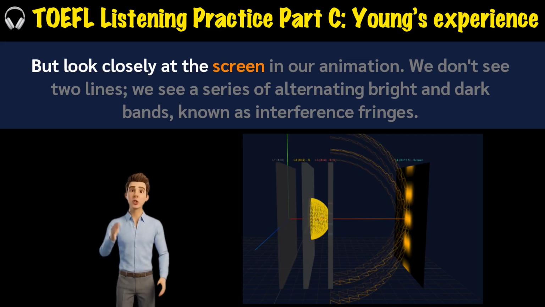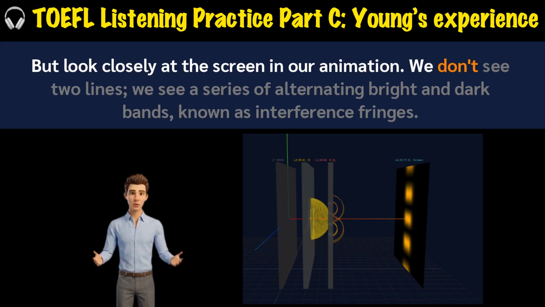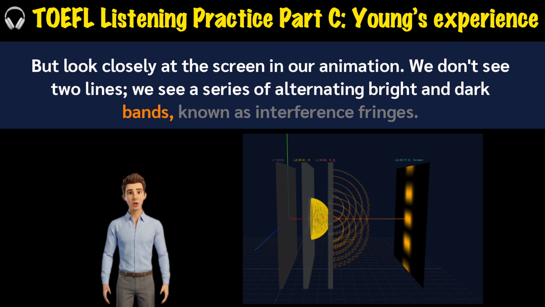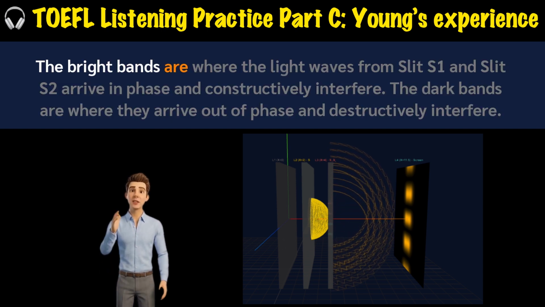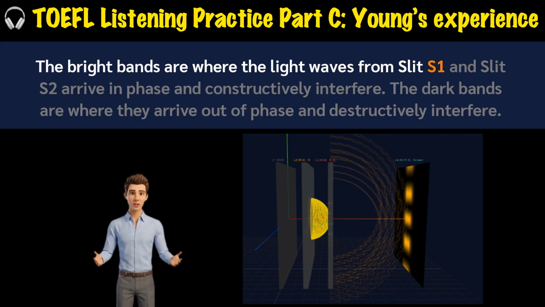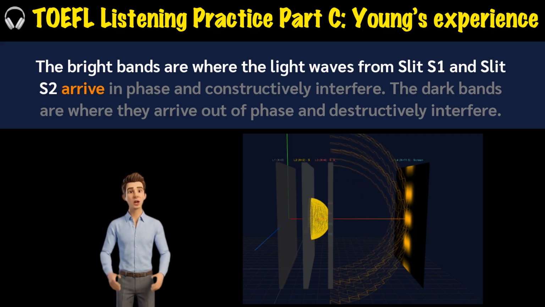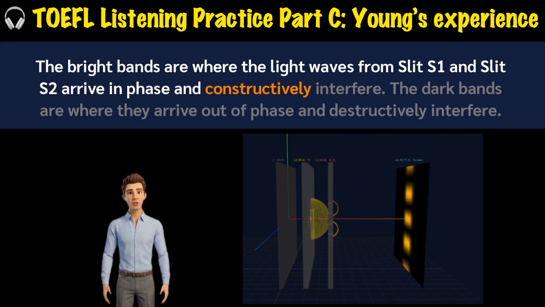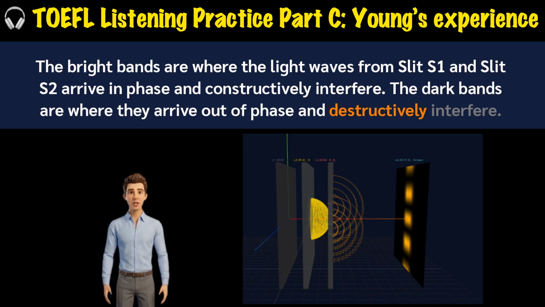But look closely at the screen in our animation. We don't see two lines. We see a series of alternating bright and dark bands, known as interference fringes. The bright bands are where the light waves from slit S1 and slit S2 arrive in phase and constructively interfere. The dark bands are where they arrive out of phase and destructively interfere.